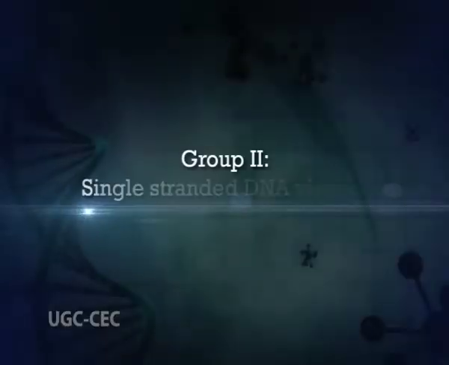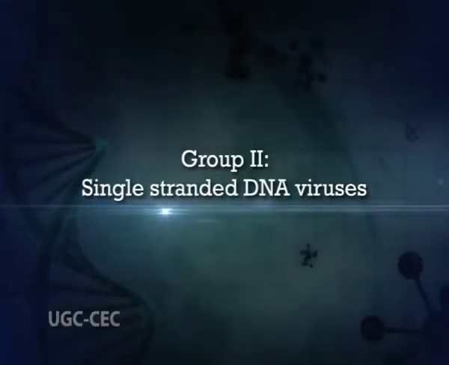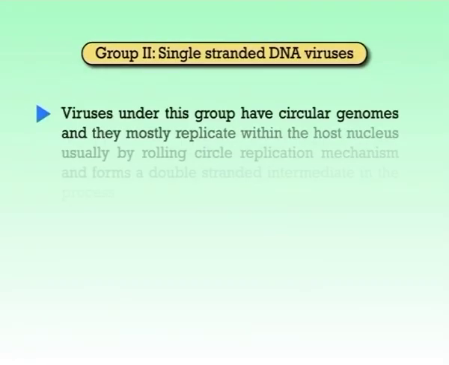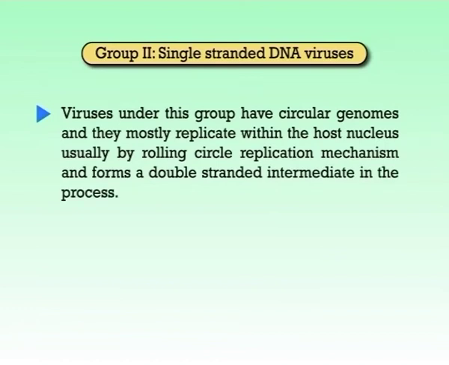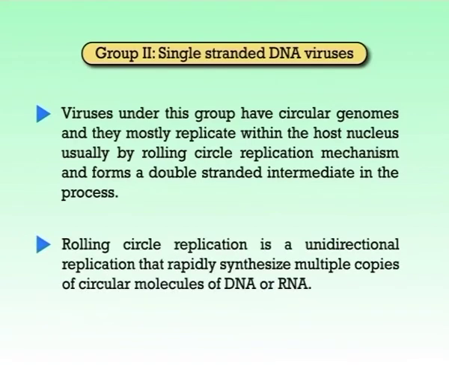Next, coming to Group 2. Group 2 consists of the single-stranded DNA viruses. Viruses under this group have a circular genome, and they mostly replicate within the host nucleus by the rolling circle mechanism, and form a double-stranded intermediate in the process. Here, rolling circle replication is nothing but a unidirectional replication that rapidly synthesizes multiple copies of circular molecules of DNA or RNA.